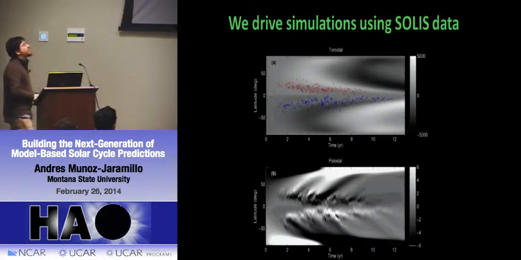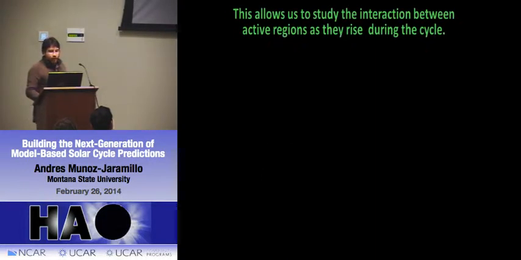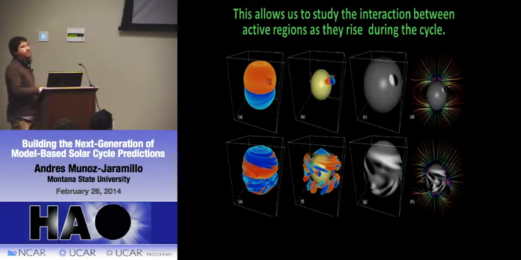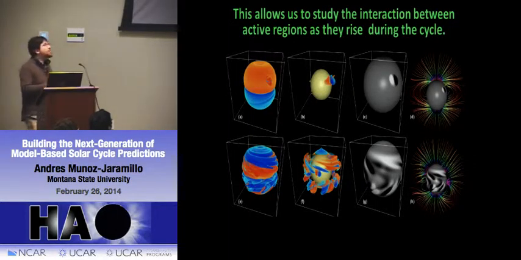Here is the surface magnetic field, the butterfly diagram of that surface magnetic field. And it's very nice because with that minimal set of assumptions, just a flow that takes flux up, we can study the interaction between active regions as they rise during the cycle and that connection between the surface and the interior. So here you're looking at two snapshots during that simulation. One, just when the simulation is starting, everything looks more like solar minimum.